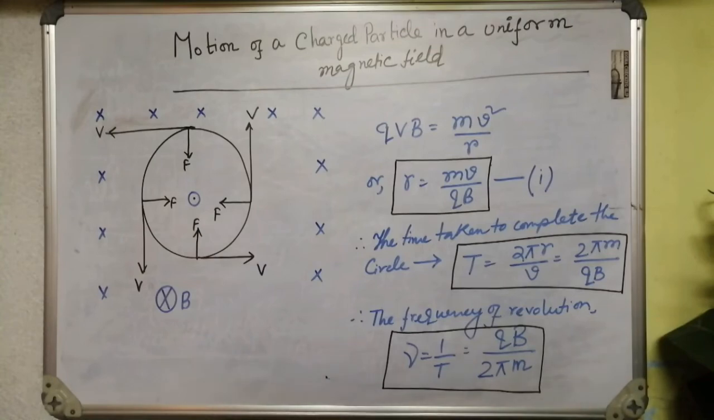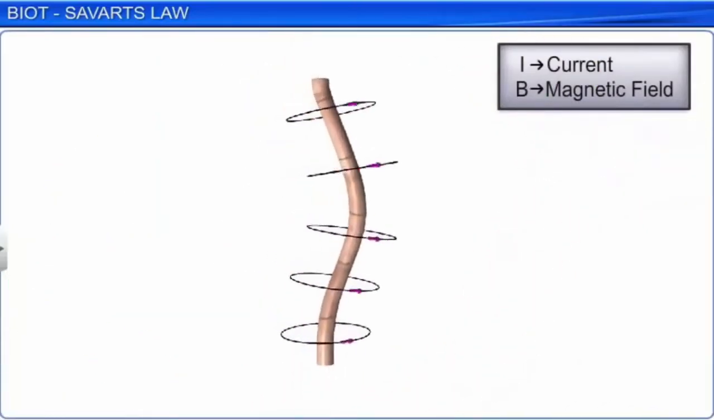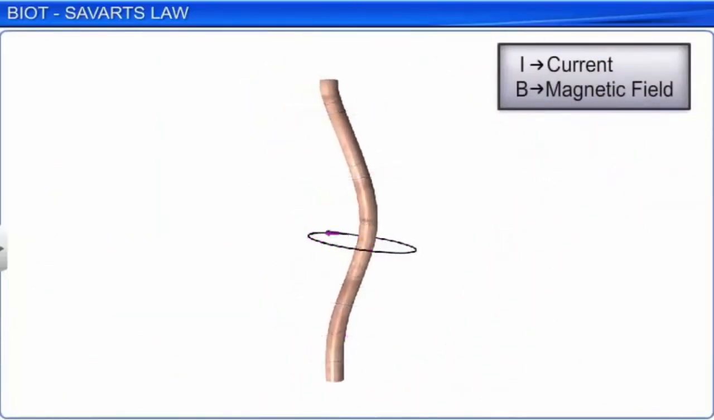So the next topic is Biot-Savart law. We can see it in an animation. It will be better for you. Let's start. Biot-Savart law is used to calculate the magnetic induction at a point in the magnetic field produced by the current.